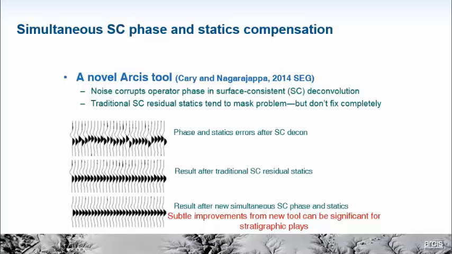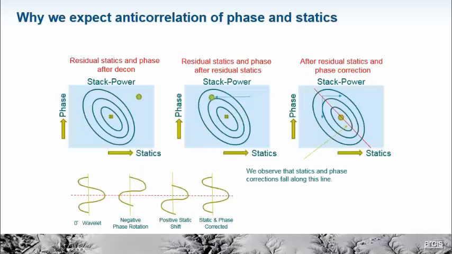And you actually need to look for them. The statics tries to mask the phase errors. It's because there's this anti-correlation going on between phase and statics, which always tends to help us get more coherent results, but not necessarily the best. So to try to explain that statement, suppose you've got an ideal zero phase wavelet here. This is your actual correct answer after decon, for example.